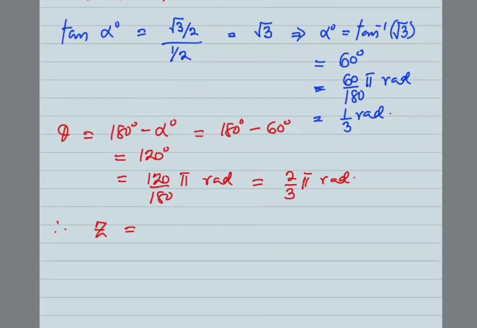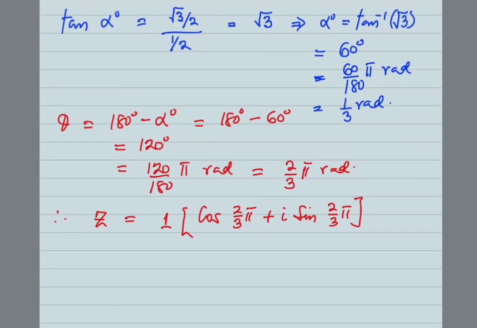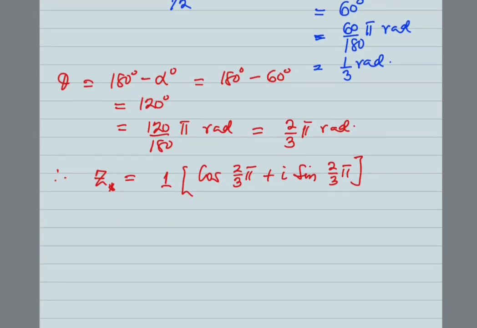Therefore, z will be equal to, what is our R? R is 1. So that will be 1 times (cos 2 over 3 pi plus i sin 2 over 3 pi). So that is your z in polar form.